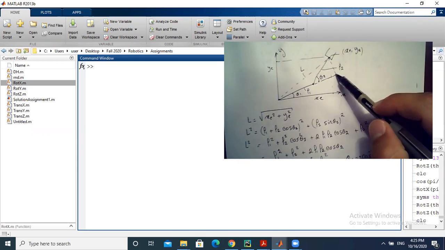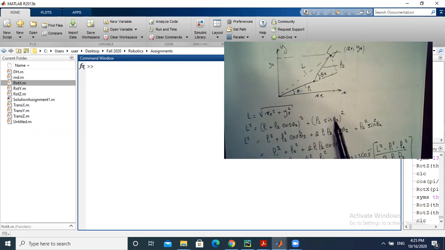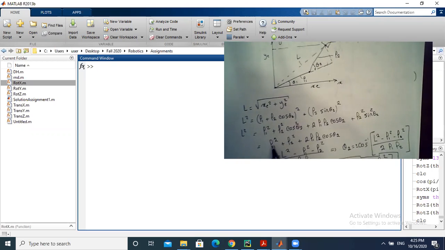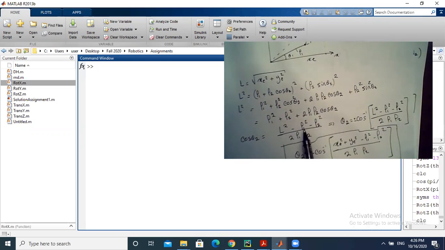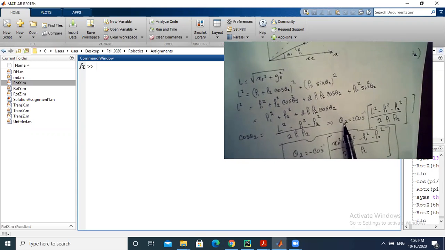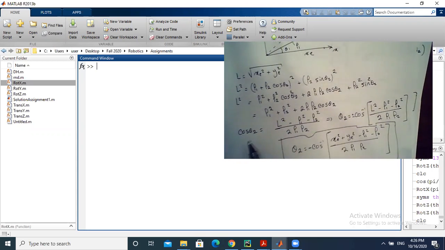If you expand this, you will end up with L1 squared plus L2 squared plus 2 L1 L2 cosine theta 2, and I can use that to find theta 2. So cosine theta 2 is equal to this, by rearranging and solving for cosine theta 2. Then I can find theta 2 by taking the inverse cosine of that.